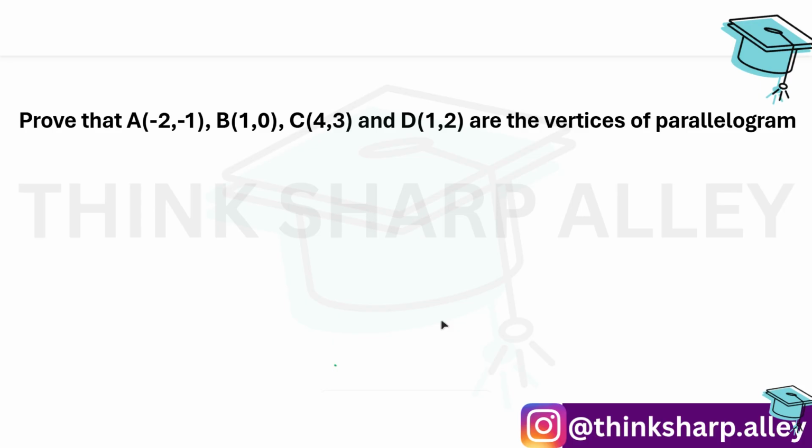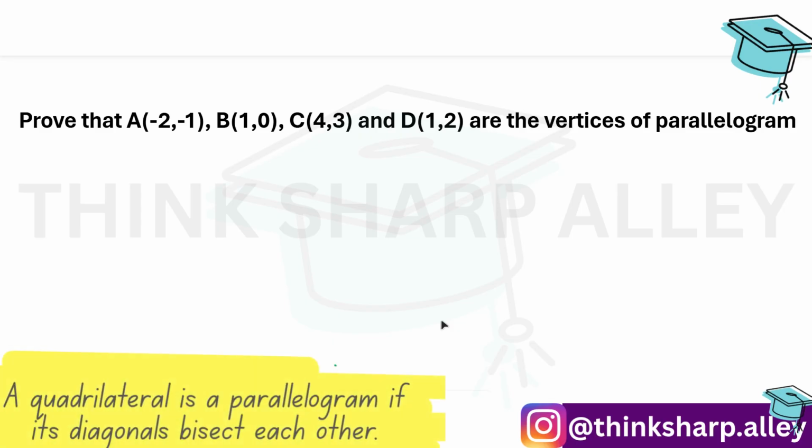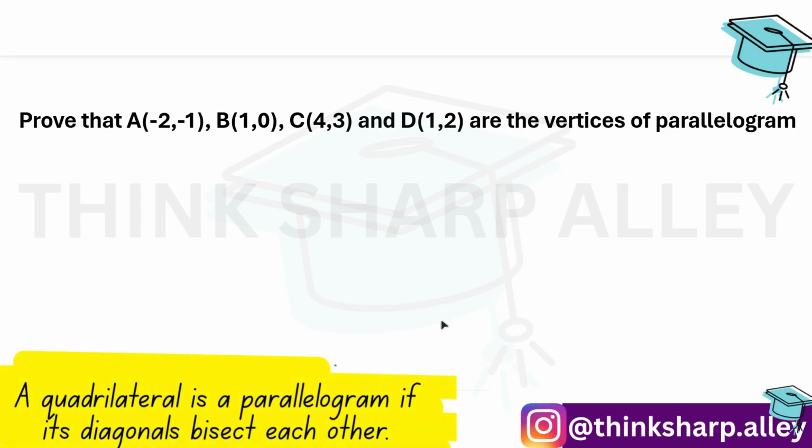But we need to remember an important property. A quadrilateral is a parallelogram if its diagonals bisect each other. That means the diagonals must have the same midpoint.